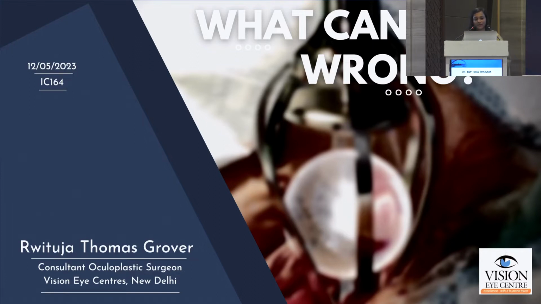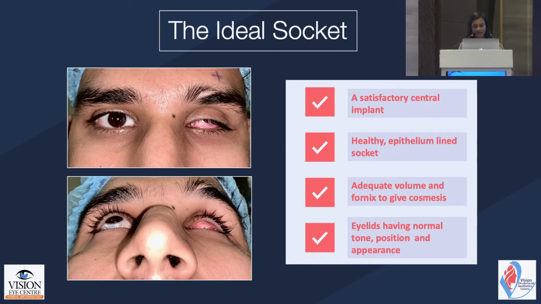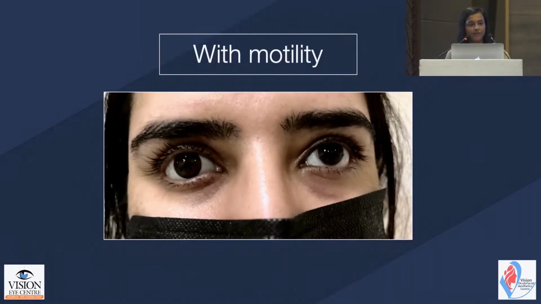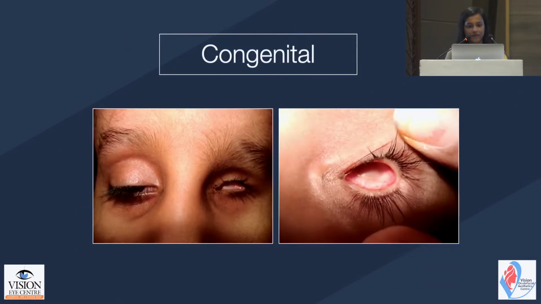So I'll be talking about what can go wrong in an anophthalmic socket. Before that, what is the ideal socket? There should be a satisfactory central implant, a healthy epithelium, adequate volume, and a good fornix so that you can have a good prosthesis inside, and normal eyelids. This is what we would constitute as an ideal patient with an ideal implant and fornices, preferably with a good amount of motility. Some of the types of prostheses we have are the custom made prostheses, the stock eyes, spectacle mounted, and stick on silicone prostheses.